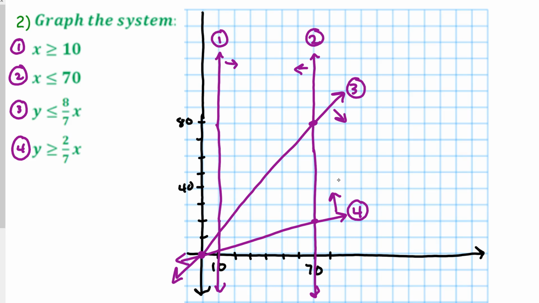So if you put together all of your shading, you'll notice that you have a quadrilateral. More specifically, you have a quadrilateral with one set of parallel sides. We have a trapezoid.